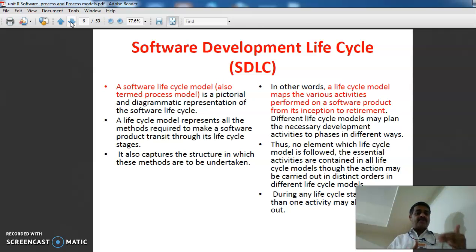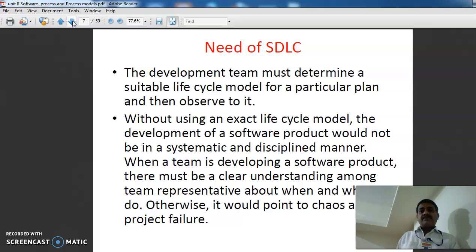If you have any problem to develop, then you or the user or engineer take help of the software development life cycle. Taking the help of SDLC, an engineer or user or any software person makes a software product. In other words, a life cycle model maps the various activities performed on the software product from inception to retirement. So this is the purpose of your SDLC.